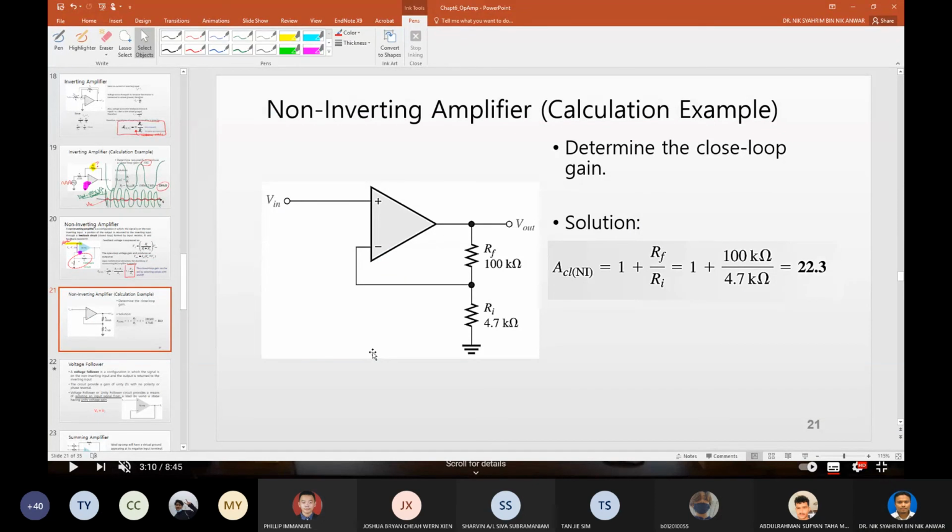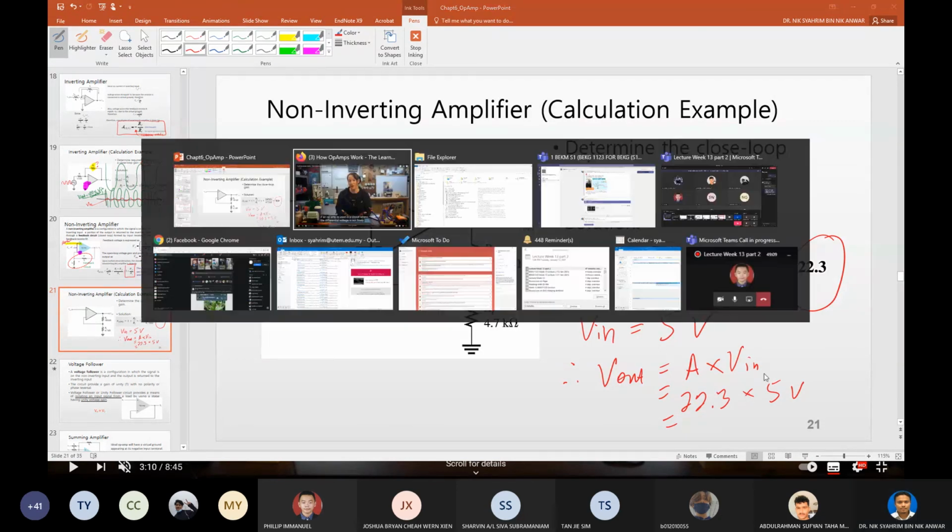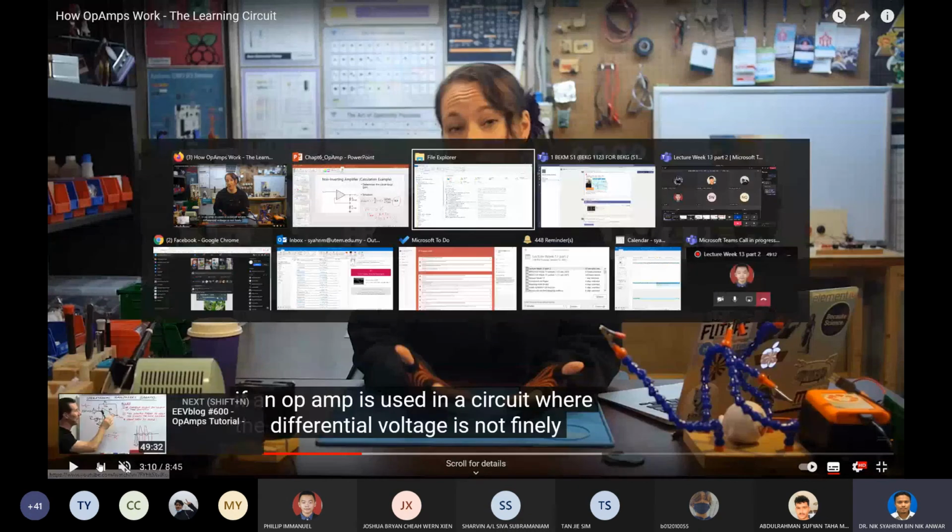Okay, so the question just asks for the gain. So in this case, you end up with 22.3. The gain is 22.3. So, for example, if V in is, let's say, 5 volts, then V out will be A multiplied by V in. So in this case, 22.3 multiplied by 5 volts. That will give you how much? I don't know. Maybe you can take a calculator.